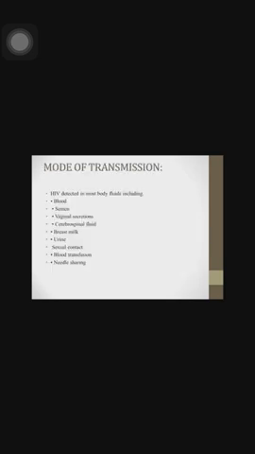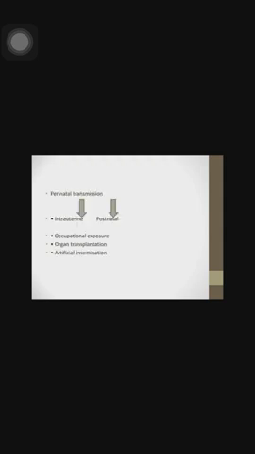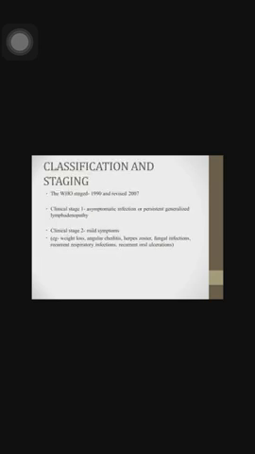Now, mode of transmission. HIV is detected in most body fluids including blood, semen, vaginal secretion, cerebrospinal fluid, breast milk, and urine. Transmission occurs through sexual contact, blood transfusion, and needle sharing. Perinatal transmission has two routes, that is intrauterine and postnatal. Other modes are occupational exposure, organ transplantation, and artificial insemination.